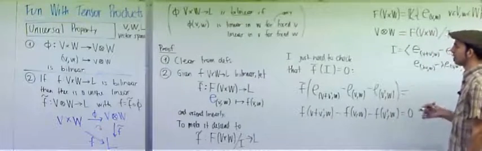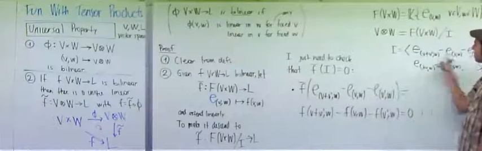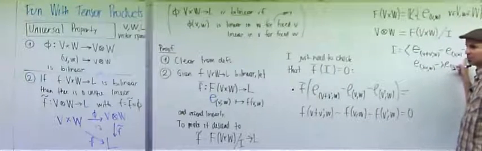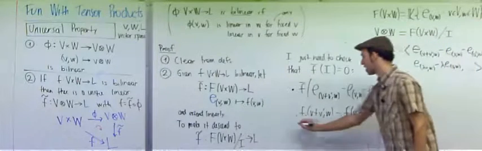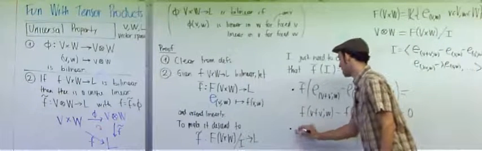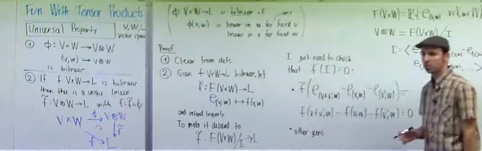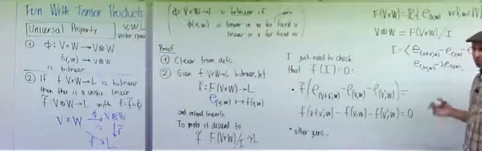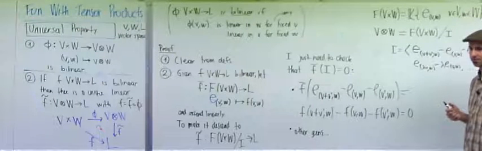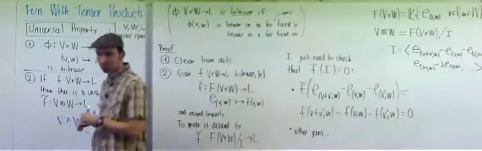Okay? And so that checks that f bar sends this to 0, and by a very similar argument, f bar sends the other things to 0. Okay, so you'd have to check it for the other generators as well, but that's very straightforward, and that completes the proof. Okay. Any questions about that proof?